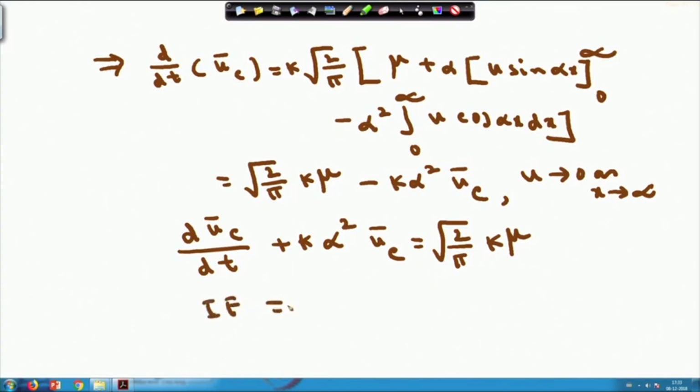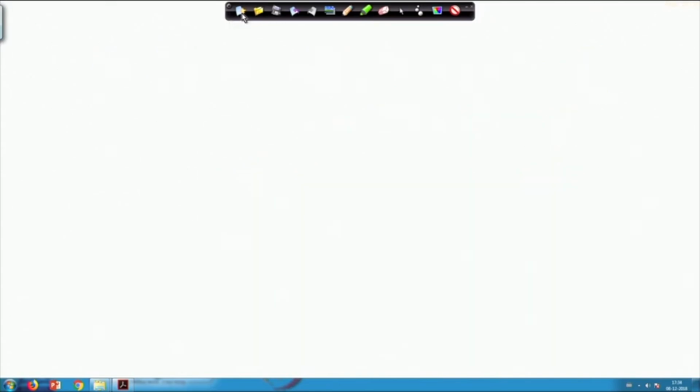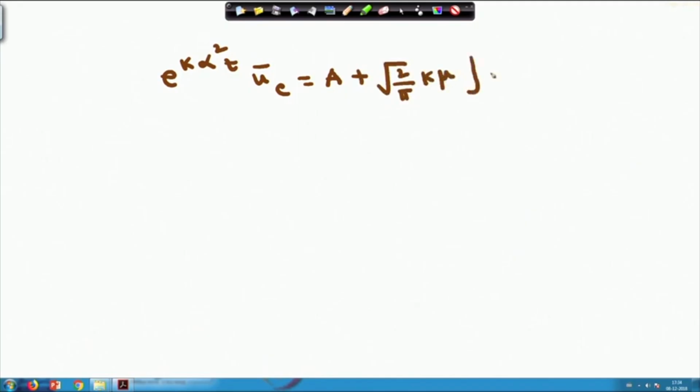The integrating factor for this is integral of k into alpha square dt. So, that this integrating factor will be k alpha square into t. So, that the solution of this ordinary differential equation, you can write it as e power k alpha square t into u bar c equal to some constant of integration a plus root over 2 by pi k mu into integral of e power k alpha square t dt.